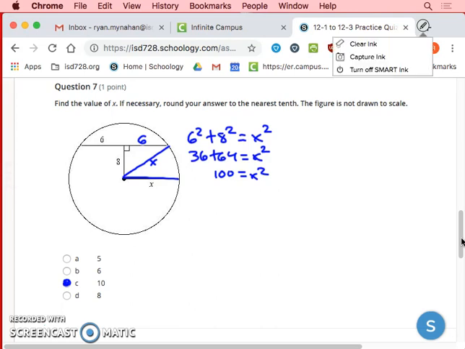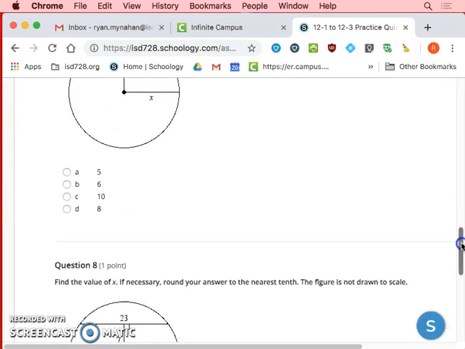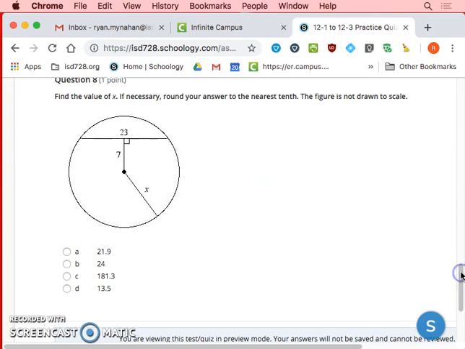And moving on to number 8, another Pythagorean theorem. Again, our radius is out of place. Let's redraw that. Okay, 7 works. We're not going to use 23. We know that those two should be equal. So we're going to use half of 23, which is 11.5. So 7 squared plus 11.5 squared equals x squared.